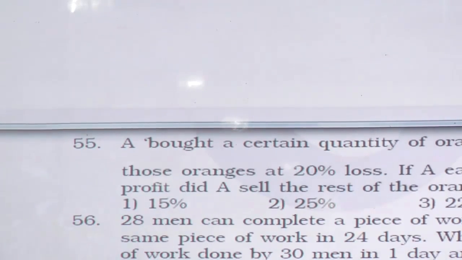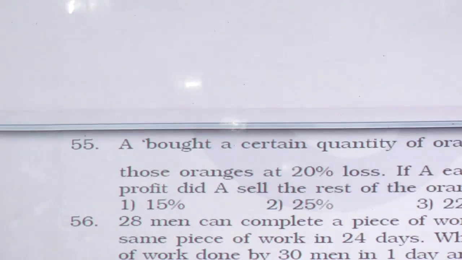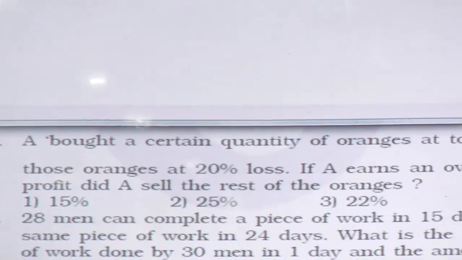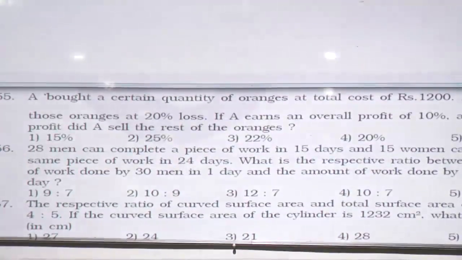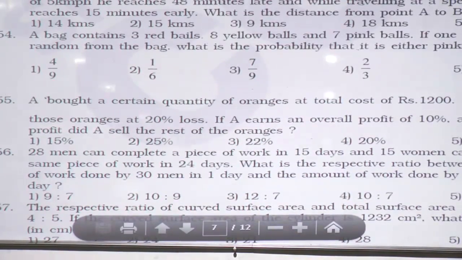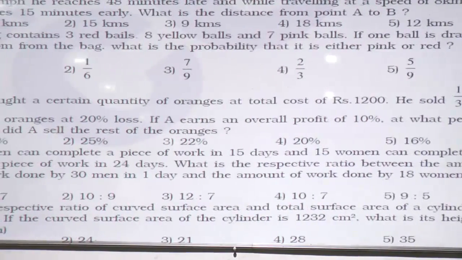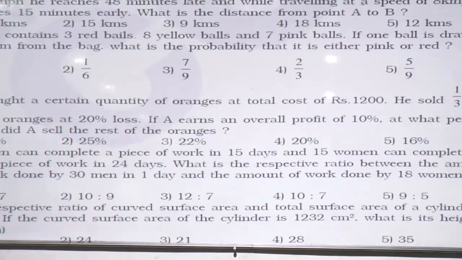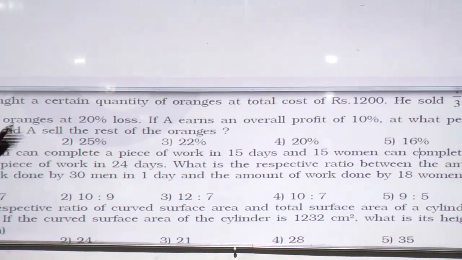A bought a certain quantity of oranges at the cost of 1200. He sold those oranges at 20% loss. If A earns an overall profit of 10%, at what percent profit did A sell the rest of the oranges? So overall he got 10% profit.